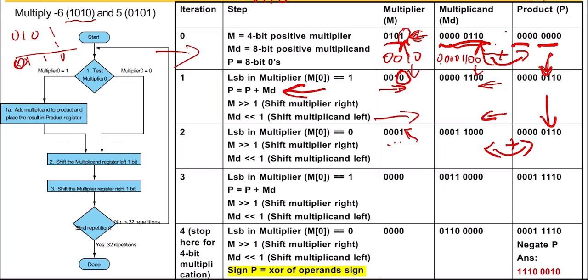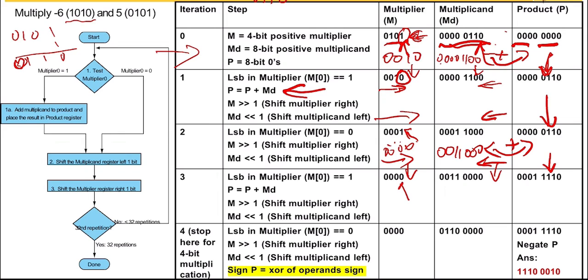When we add them, we write the answer down. Then we shift our multiplicand to the left. We shift our multiplier to the right. We do that, the shifting, for every iteration that you go through. So now, when I shift this to the right, it's going to be 0, 0, 0, 0, which is down here. When I shift this to the left, it's going to be 0, 0, 1, 1, 0, 0, 0, which is written down here. Now, in my 4th iteration, I'm going to do the same.